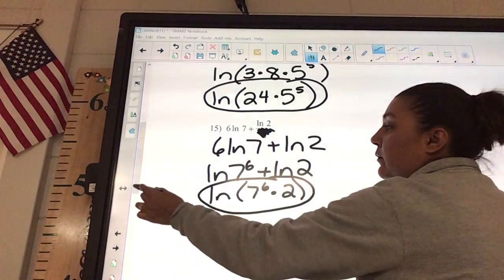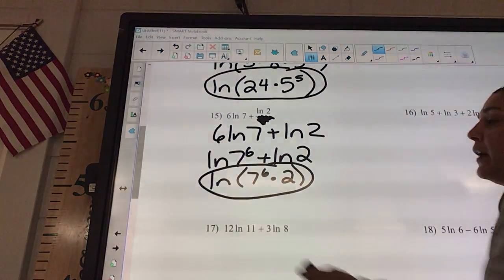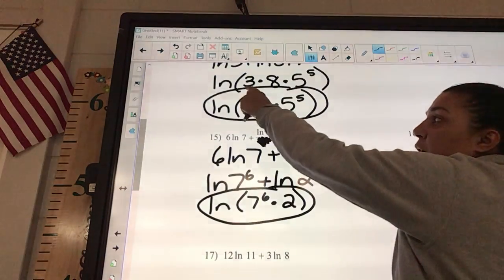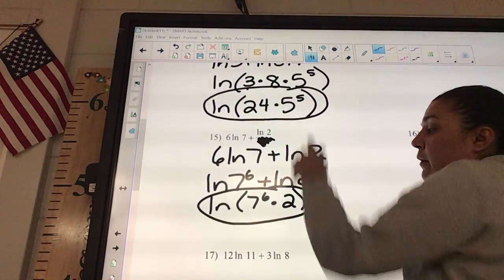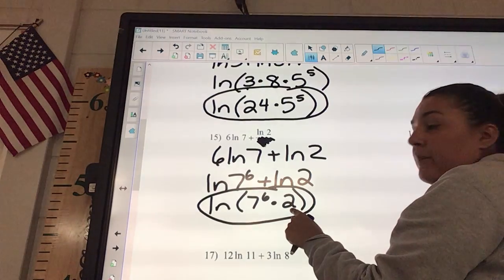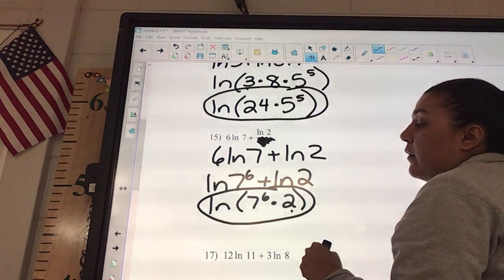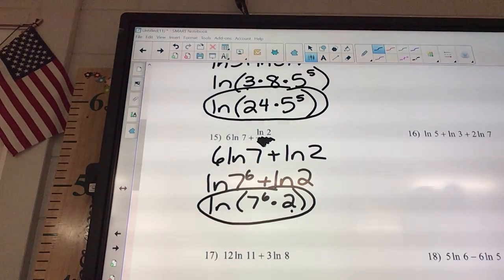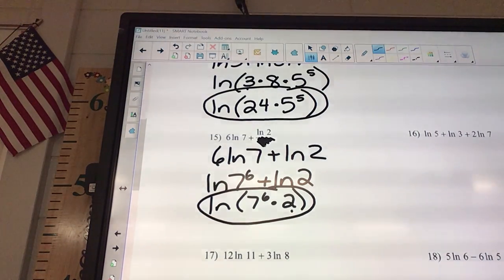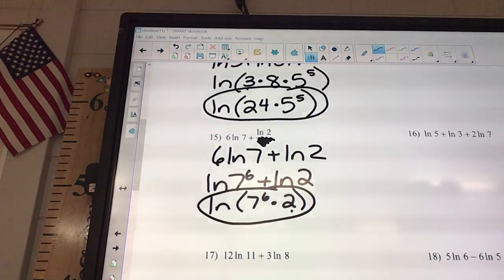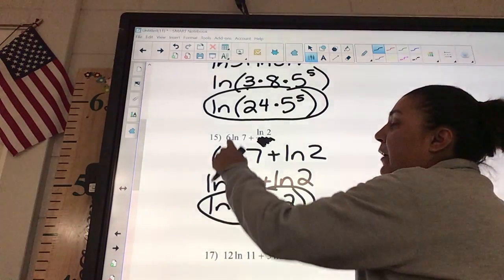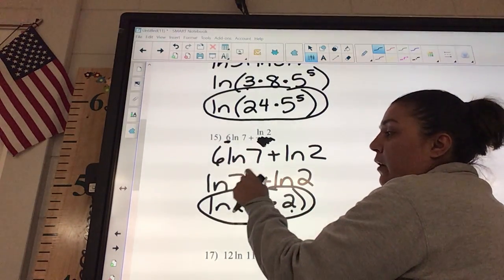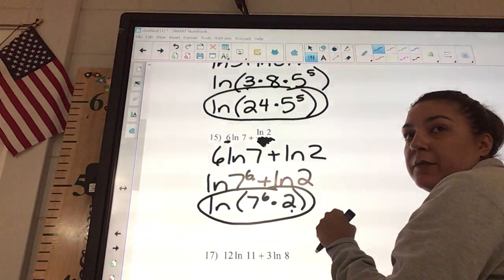Wait, how do you know if we need to combine again? So you can only combine them if, see how these numbers don't have a power? Okay, so the first two numbers can't have a power to combine. Am I saying that right? I feel like I know what you mean. So if it has a number up front or it has a power, you can't combine it with other stuff. Okay.